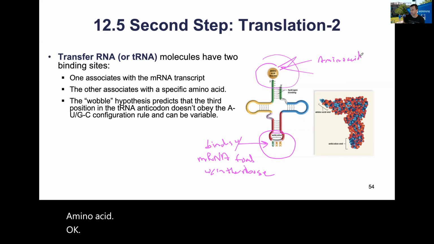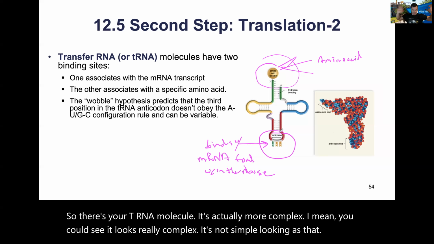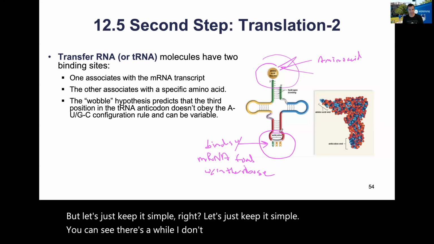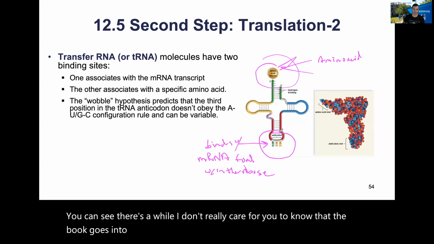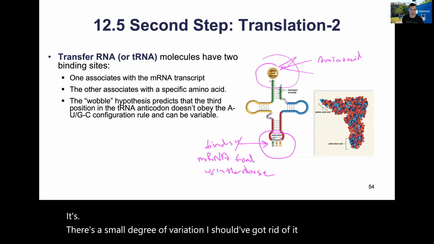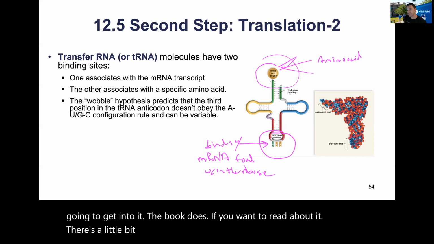So there's your tRNA molecule. It's actually more complex. You can see it looks really complex. It's not as simple looking as that, but let's just keep it simple. I don't really care for you to know that. The book goes into it. There's a small degree of variation. I'm not going to get into it; the book does if you want to read about it. There's a little bit of wobble that can happen, so it can change.